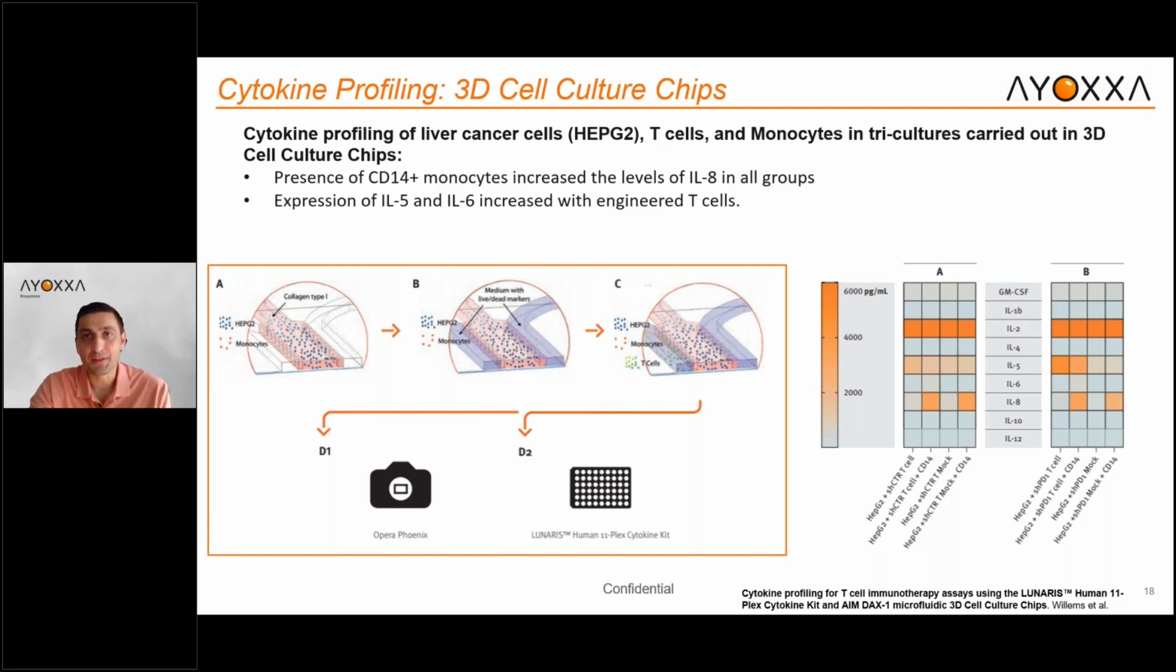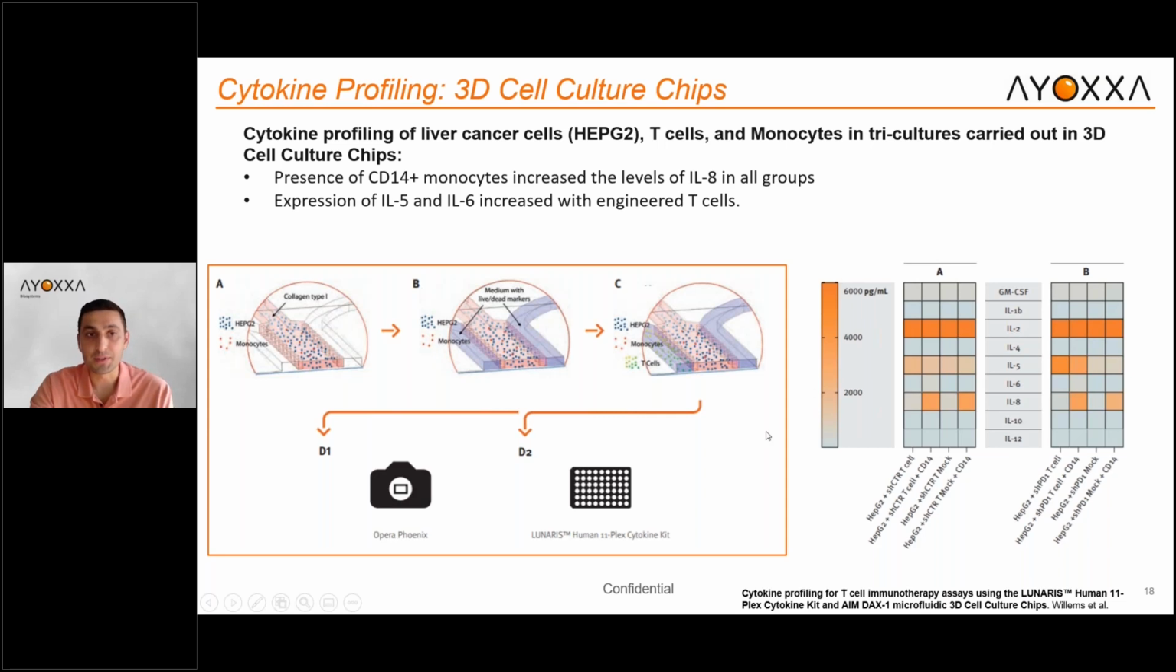Briefly, HepG2 and monocytes were prepared in a collagen-type solution and injected into a gel channel. Once polymerized, T cells, media, and a live dead cell marker were injected into the media channel for culturing the 3D structure. High content imaging was then used to determine live dead cell ratio, and the supernatants were collected for profiling using our human 11-plex cytokine kit.